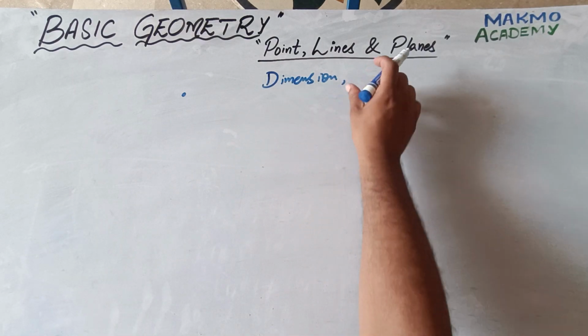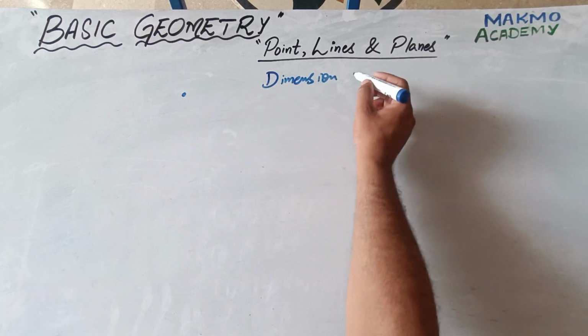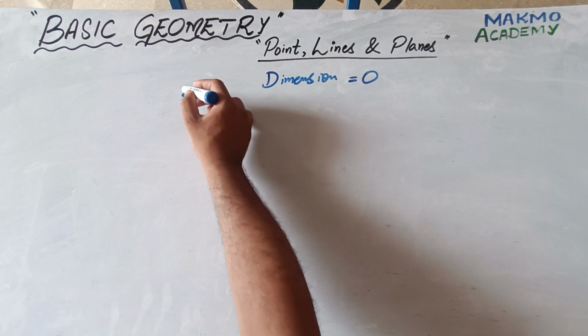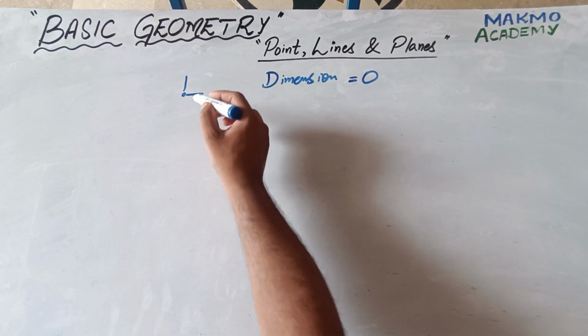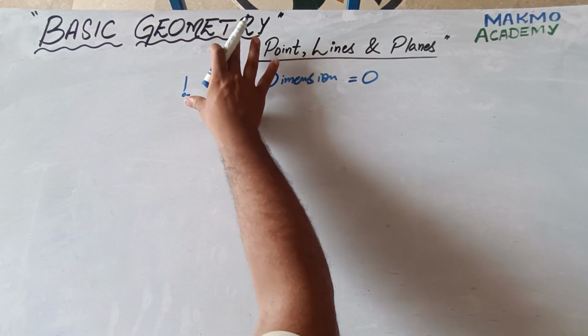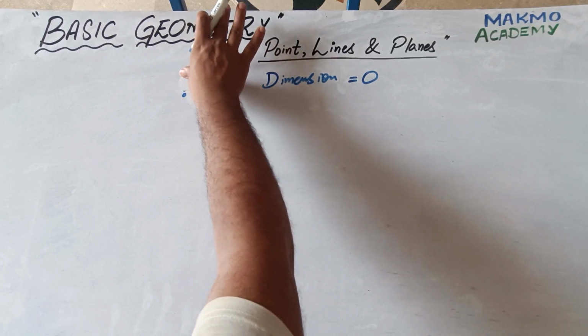So how many dimensions does a point have? It has 0 dimensions. Why? Because it has neither height nor breadth. So it means that a point has no dimension.